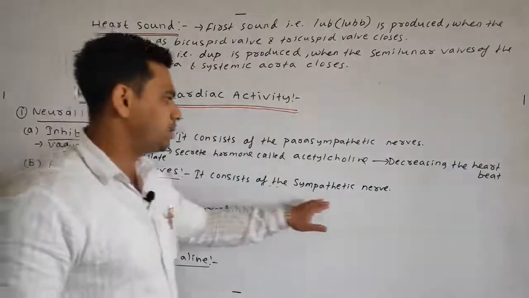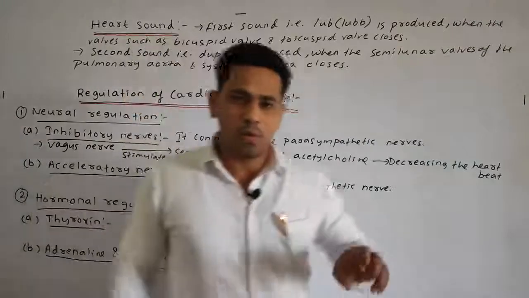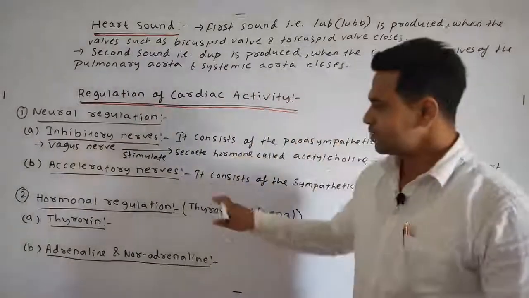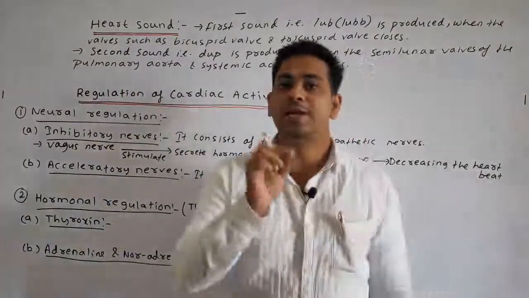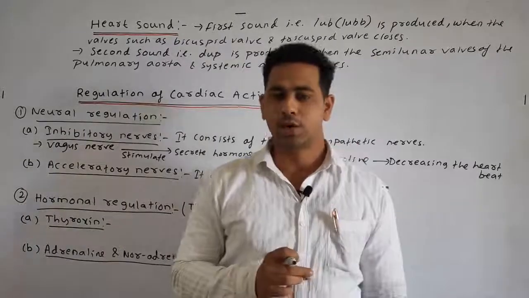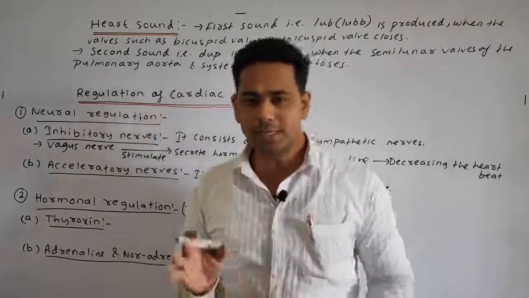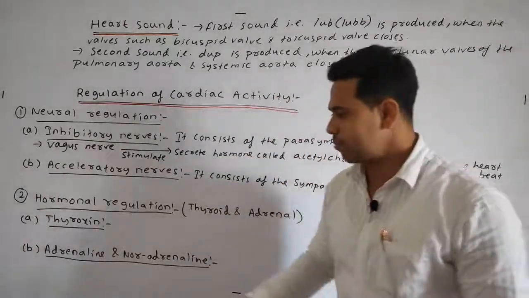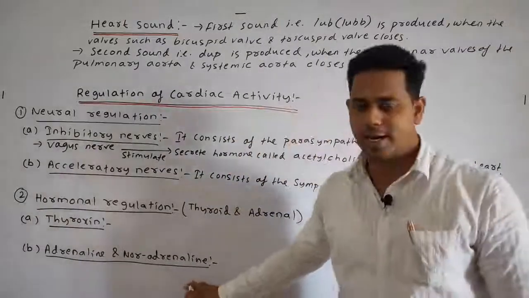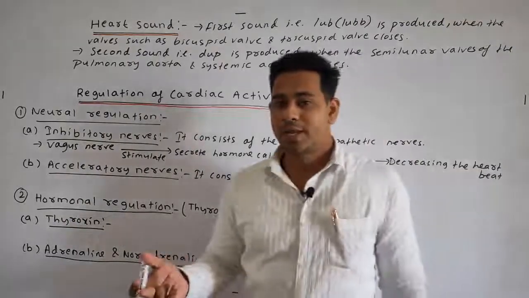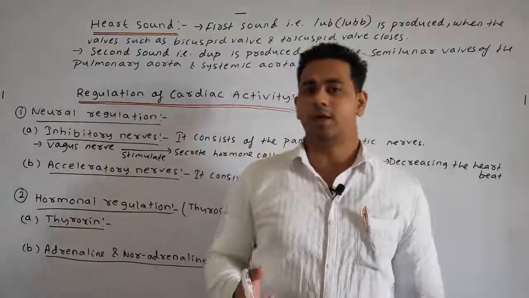Okay students, next, accelerator nerves. It consists of the sympathetic nerves. What happens in this? The nerve which is associated is called the adrenergic nerve. It secretes the hormone called sympathin. Sympathin is composed of the adrenaline and the noradrenaline hormone. It helps in increasing the heartbeat.